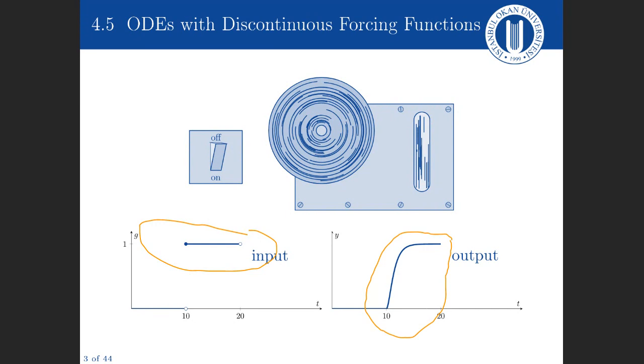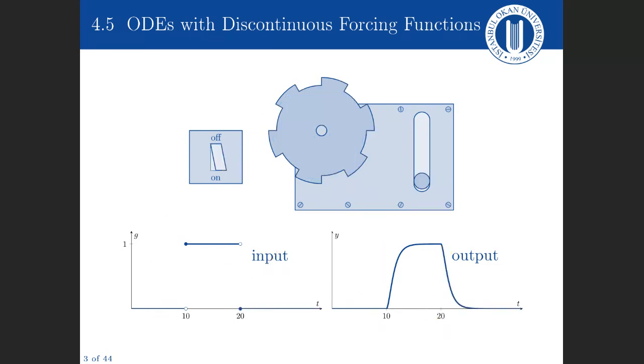some level. And then after 20 seconds, let's suppose we switch the machine off again. So now there's no power going in, the input function is 0. Then the output we would expect to decrease to 0. It's not going to suddenly jump down, but it will go down as some sort of continuous function.